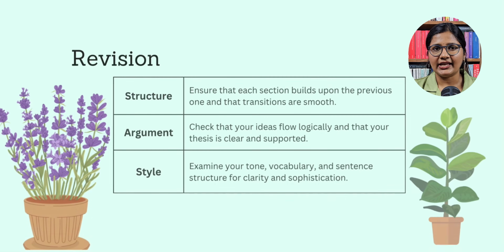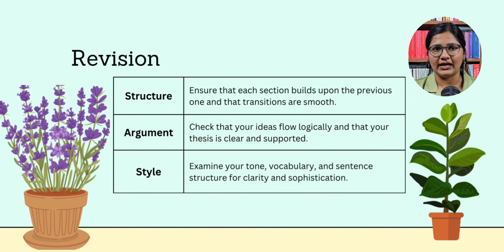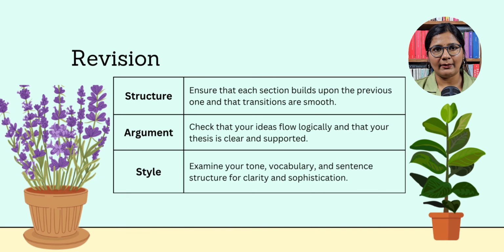Many students equate revision with proofreading for grammatical errors, but it is much more than that. Revision involves evaluating the argument, refining the focus, and developing nuances and styles. Ensure that your paper presents a coherent and persuasive argument. Check that your ideas flow logically and build upon one another. Also check if your thesis is clear and if the paragraphs align with and support your main argument. Examine your tone, vocabulary, and sentence structure to ensure clarity and some sort of sophistication in your answer.